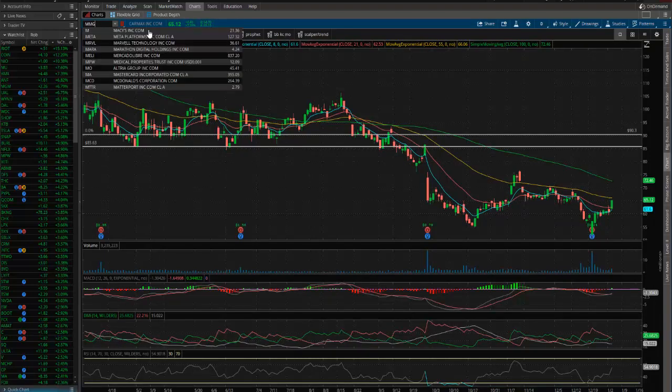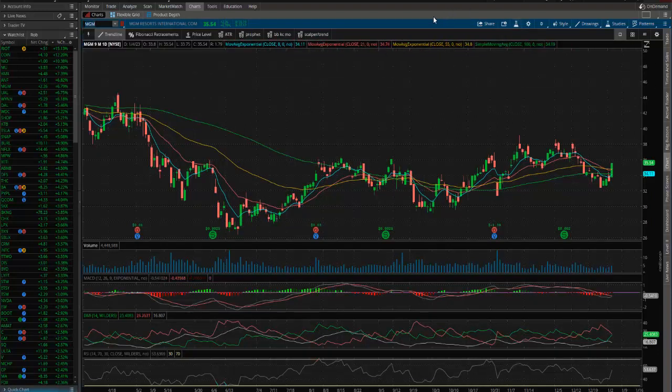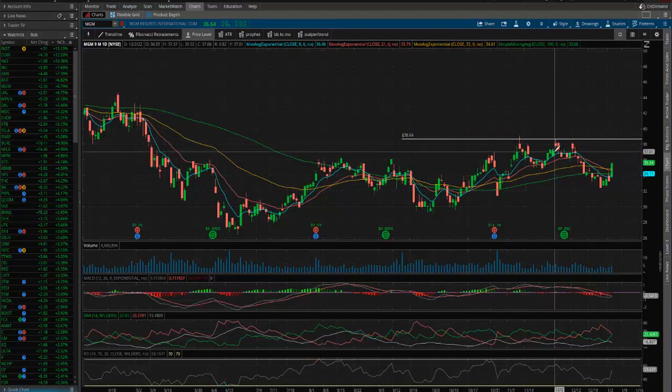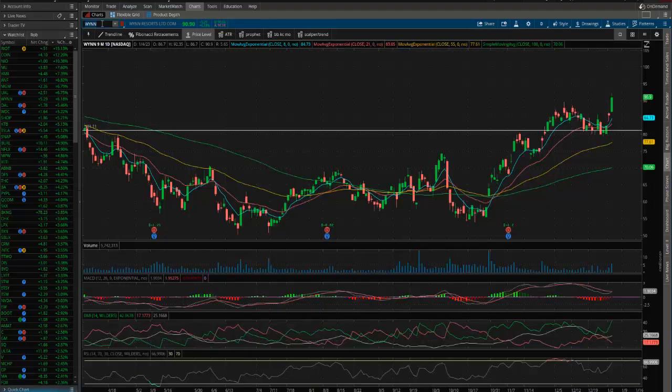I don't think MGM is horrible. It's basically in a range, so that could run up to. Let's make sure I put that on my list to check out tomorrow. This could run up to very easily before hitting resistance at like 38 or 39 there. I know we looked at Wynn Resorts yesterday. That kept taking off from yesterday. Remember yesterday that outperformed the market. So that's running. Where could that go?